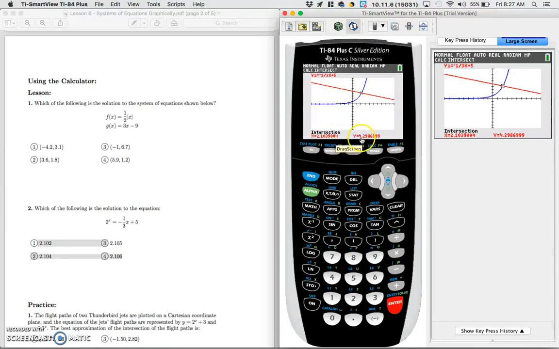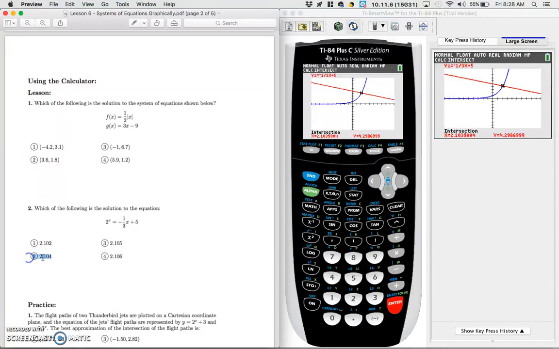Y equals 4.2986999. And let's see, which answer choice is this? Okay, well, it looks like it's 2.10, and then to the nearest thousandths, we've got to round up because of the 9 to 2.104, answer choice 2.